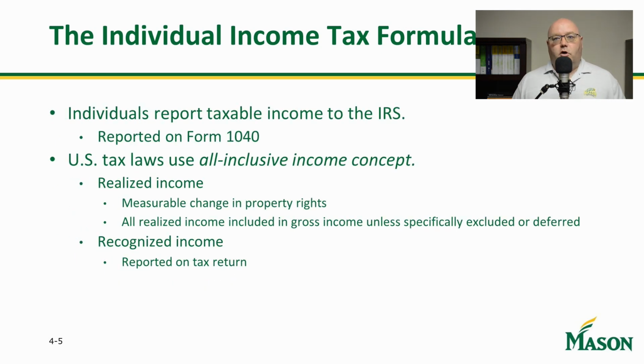So individuals are going to report their taxable income to the IRS. They're going to report it on Form 1040. This tax form has actually gone through a lot of changes. So when we go back and talk about tax deductions taken For-AGI versus From-AGI, that AGI is actually what we refer to as the line.